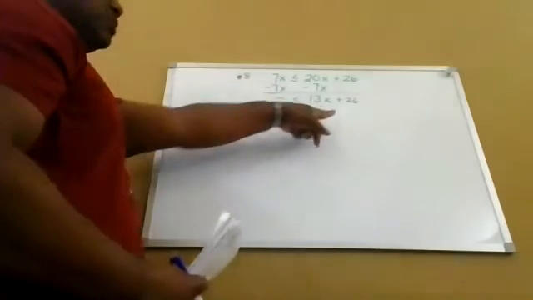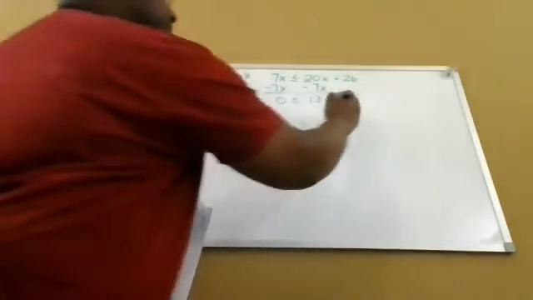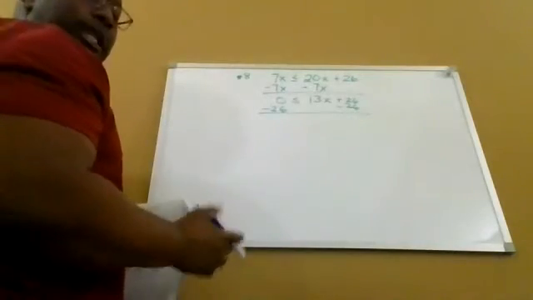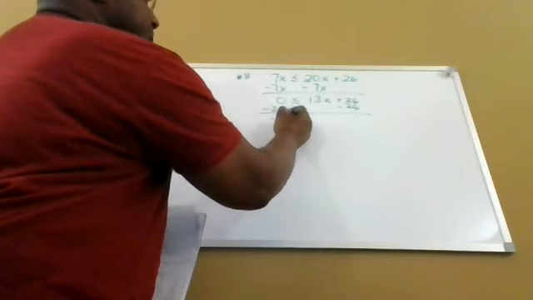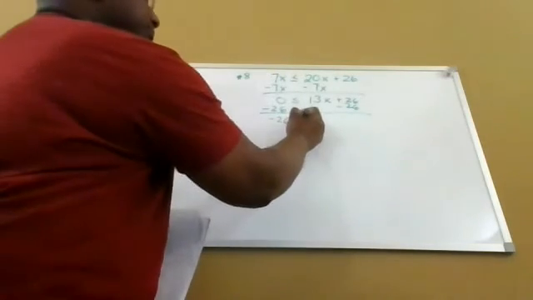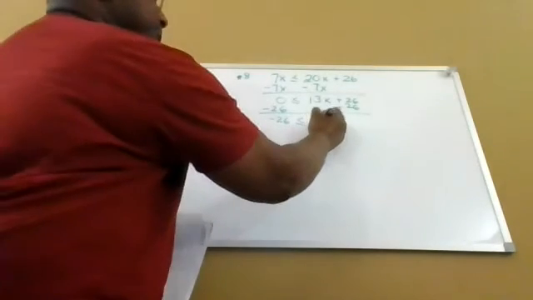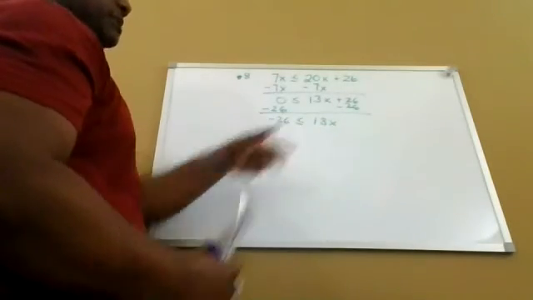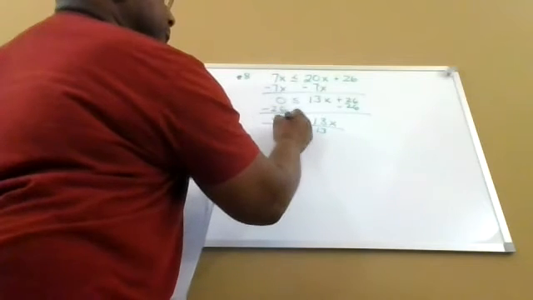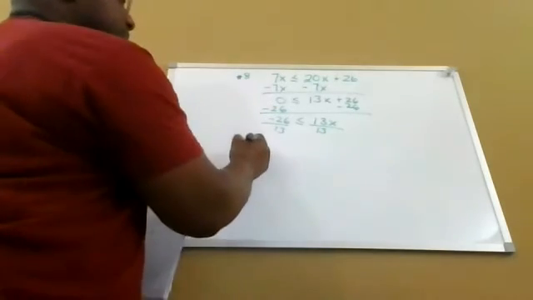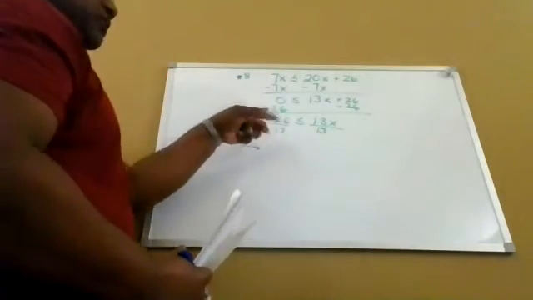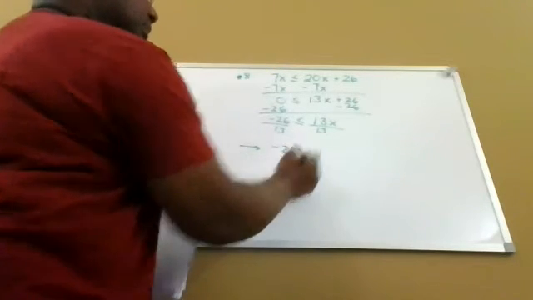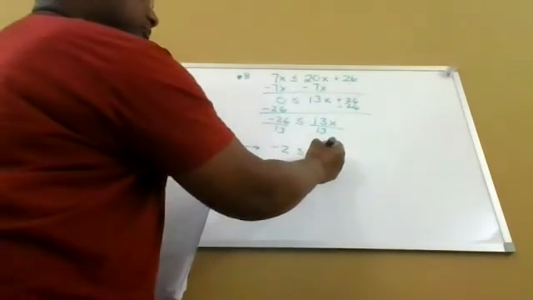My next step is I need to subtract 26 from both sides. So on my left-hand side, I'll have negative 26. Bring down my less than or equal to, and bring down my 13x. And now we're going to divide both sides by 13. Okay, so on the left-hand side, negative 26 divided by 13 equals negative 2. Bring down less than or equal to, and then 13 divided by 13 is 1, and 1 times x equals x.